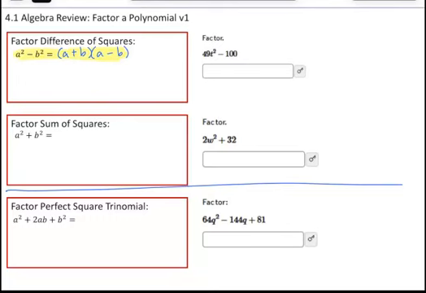Okay, now this pattern doesn't work if it's the sum of two squares. So a squared plus b squared does not factor into a plus b quantity squared. And we'll get to that at the bottom of this slide. The a plus b quantity squared is going to have this middle term when you expand it out, and so you have to account for that. A squared plus b squared is said to be irreducible over the reals.